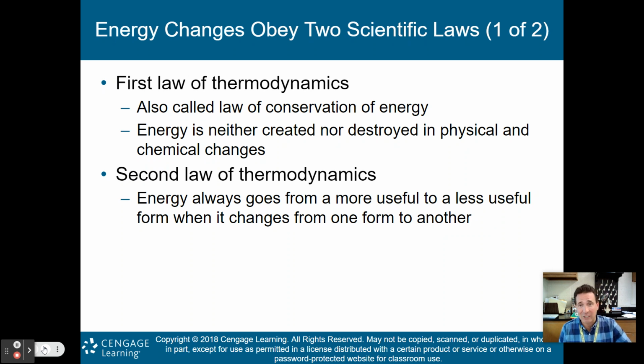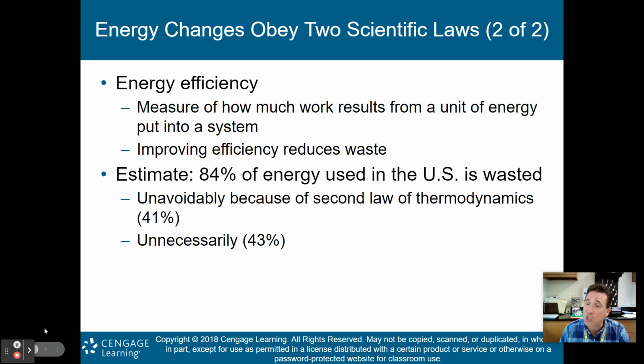So again, second law of thermodynamics states energy always goes from more useful to less useful form when it is changed. So the key, and this is something that we need to kind of get to as we go through the next 50 to 100 years, is energy efficiency. Energy efficiency measures how much work results from a unit of energy put into a system. And what we need to do is improve our energy efficiency, because unfortunately, 84% of the energy used in the US is wasted.